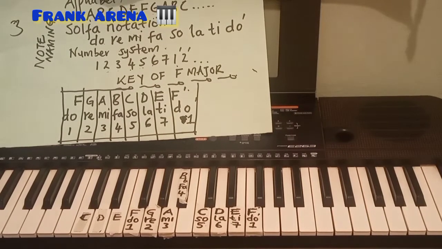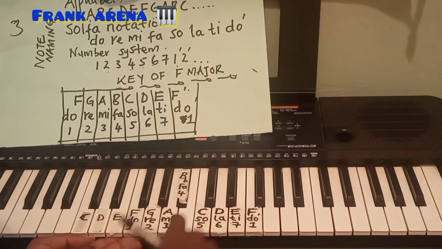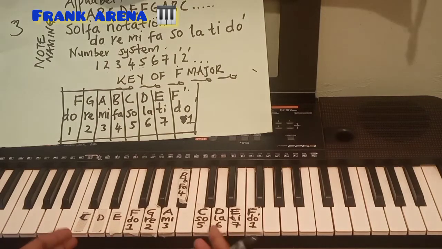So back to the alphabet system, we have C, D, E, F, G, A, B, then we go over again from C like that. So that is an octave. That is how we label the keyboard, or we name the keyboard, based on the alphabet system of naming.